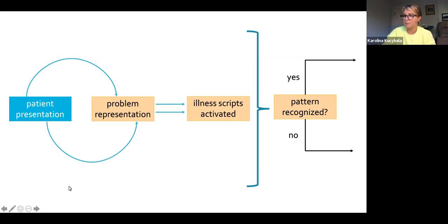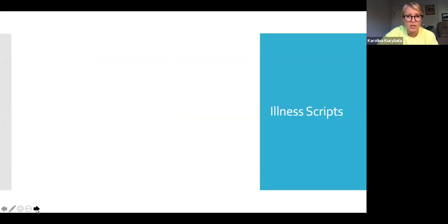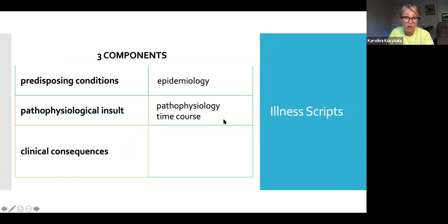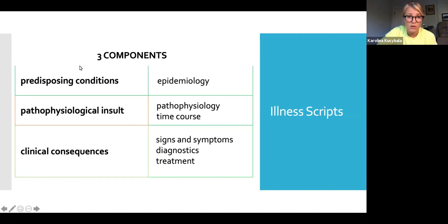Okay. So again, just so we're all on the same page. Illness scripts, this is the bulk of what we did in medical school. We learned a bunch of different illnesses. We learned about the predisposing conditions, so the epidemiology of an illness. We learned about the pathophysiologic insult, so learning exactly about the pathophysiology and how long an illness takes to show up, and the clinical consequences. So the signs and symptoms, the diagnostics, and the treatment of this.